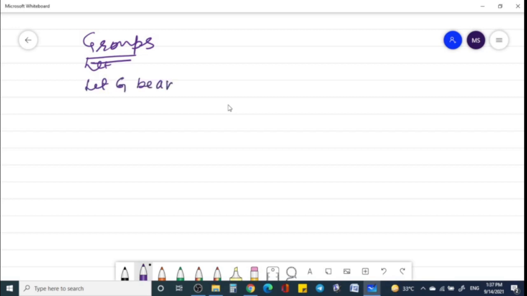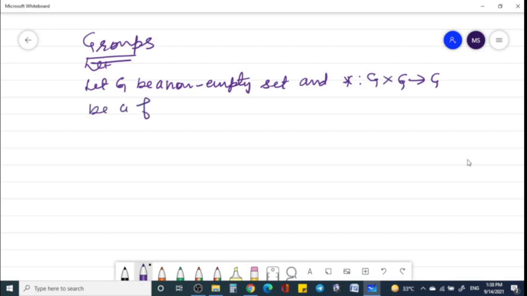Let G be a non-empty set and star is a function from G cross G to G. This is a function from G cross G to G. Sometimes we call star a binary operation.